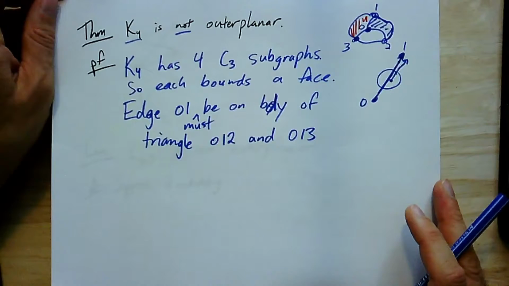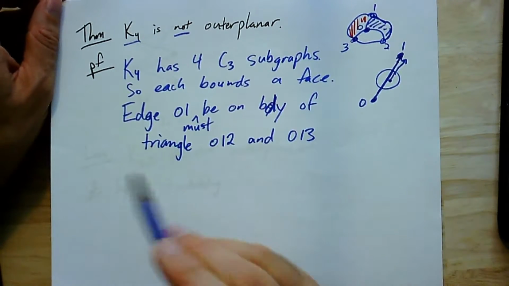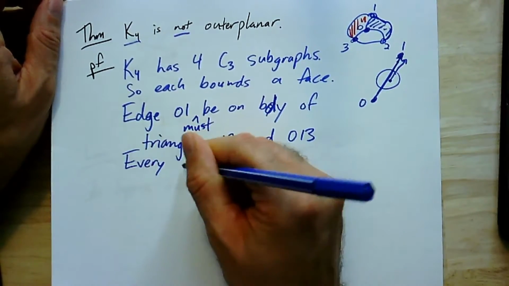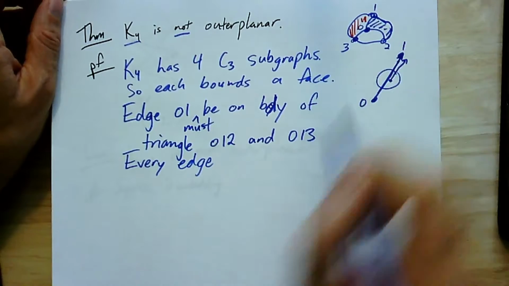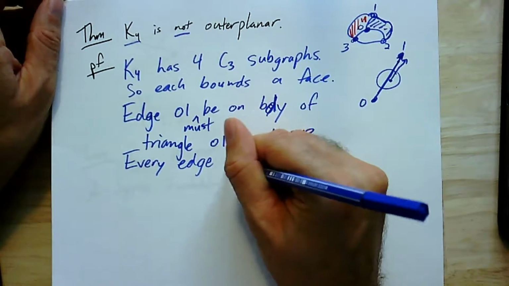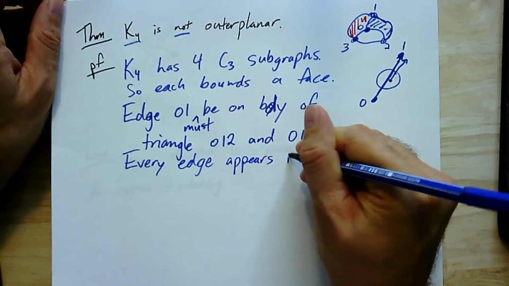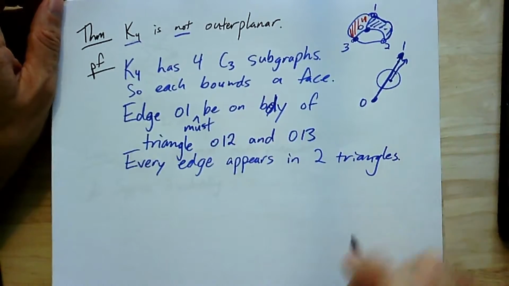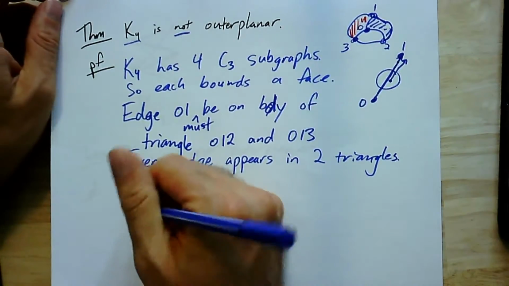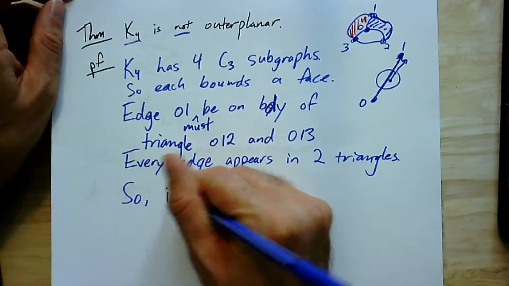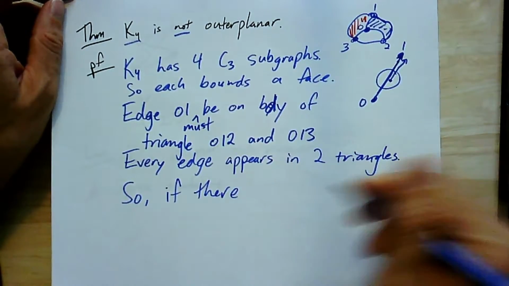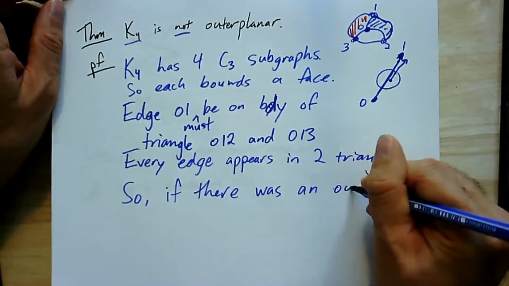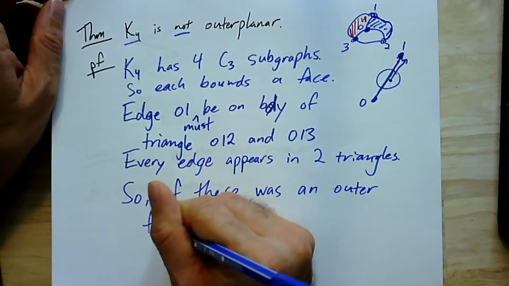But now the same argument holds for every single edge, right? So every edge, all 6 of the edges in K4, appears in 2 triangles. But that's all the edges. There aren't any left. And so if there was an outer face that contained all the vertices, it doesn't have any edges, which is going to be a contradiction, right?